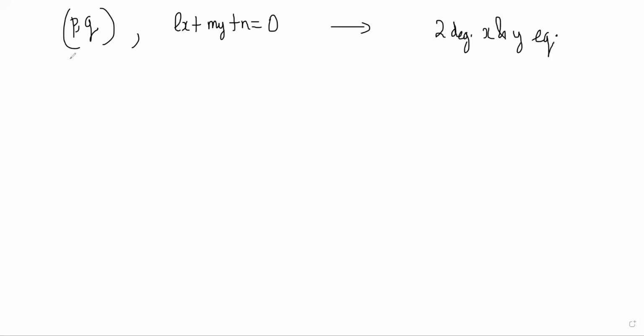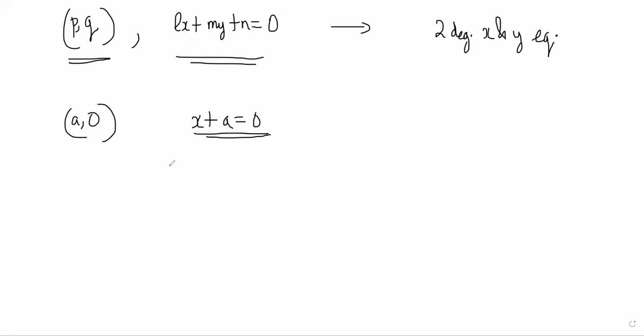So what happens if we choose some easier points and easier lines for our focus and directrix? For example, if I choose the point a comma 0 as my focus and x plus a is equal to 0 as my directrix, in that case, the equation will be much simpler.